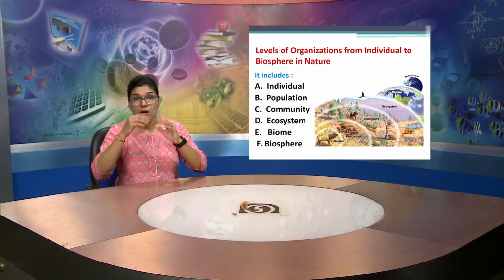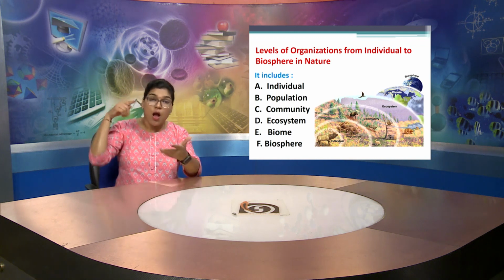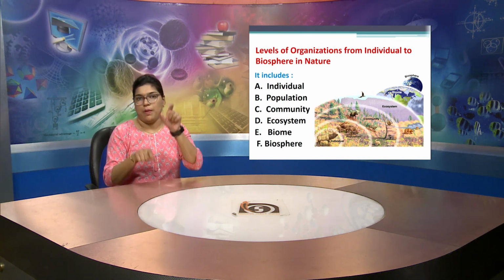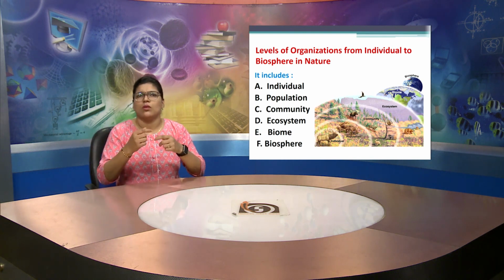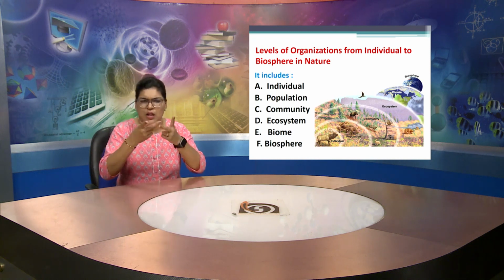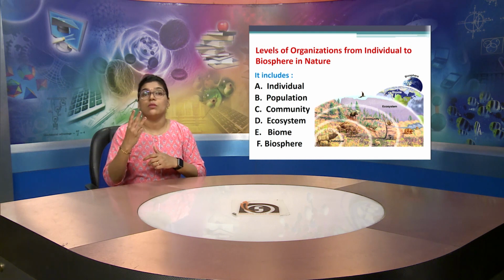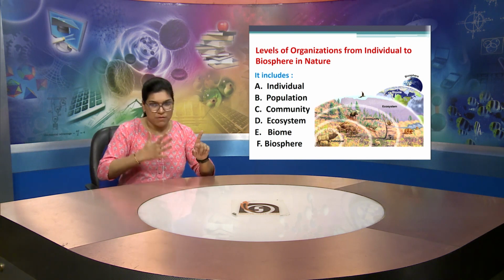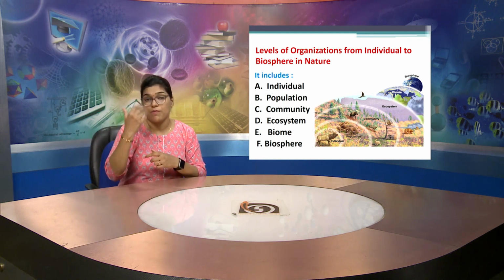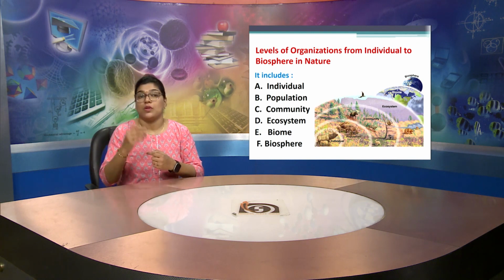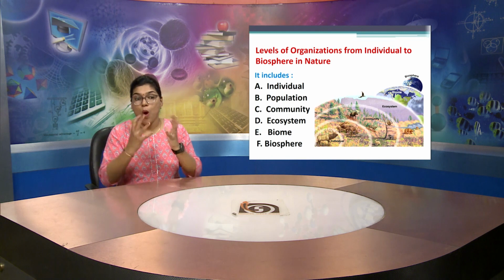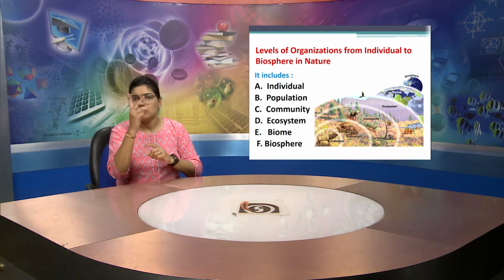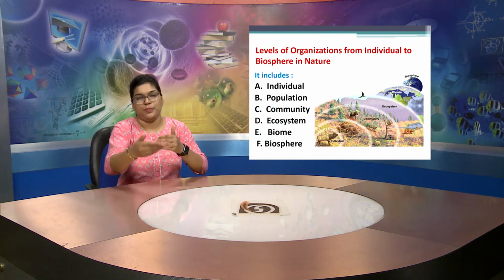Let us now understand the levels of organization from individual to biosphere in nature. It includes the different levels. First level is the individual level. B is the second level, which is population. C is the third level, which is known as community. Fourth level is D, which is known as ecosystem. Fifth level is E, which is biome. And the last, sixth level is F, which is biosphere. This is the topmost layer. So we will be understanding all these six levels of organization further.